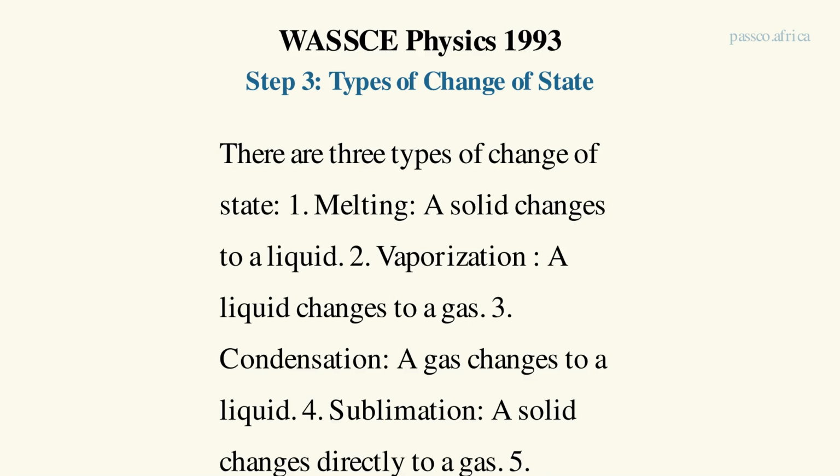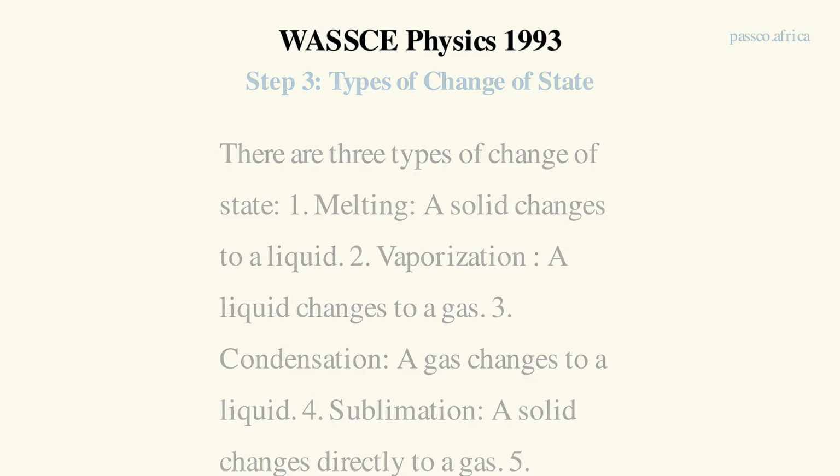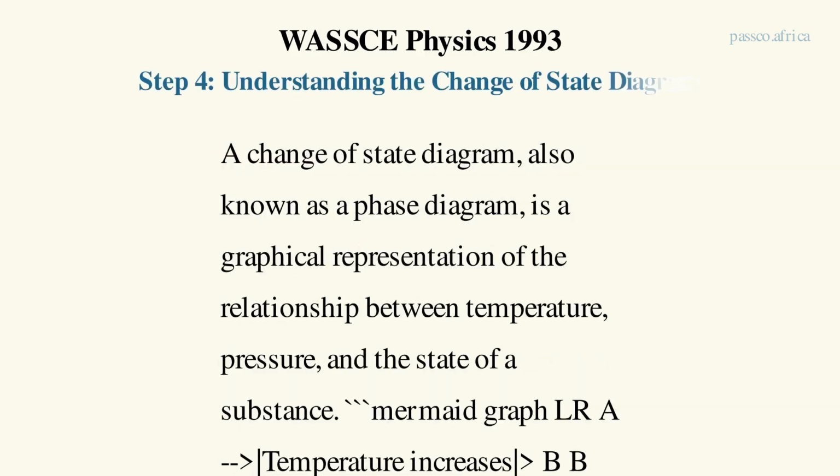Step 4. Understanding the change of state diagram. A change of state diagram, also known as a phase diagram, is a graphical representation of the relationship between temperature, pressure, and the state of a substance.